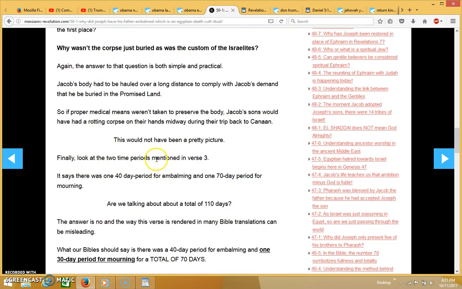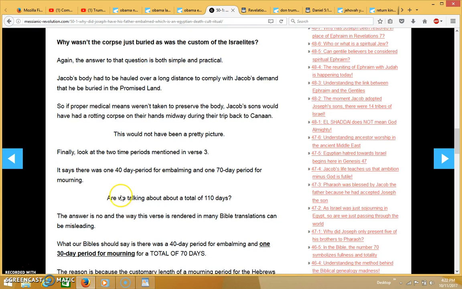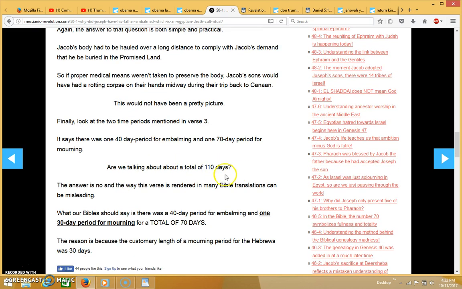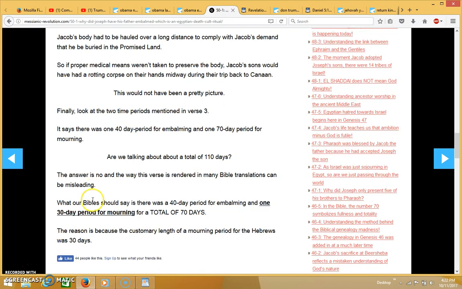Finally, look at the two time periods mentioned in verse 3. It says there was a 40-day period for embalming and one 70-day period for mourning. Are we talking about a total of 110 days? The answer is no, and the way this verse is rendered in many Bible translations can be misleading.